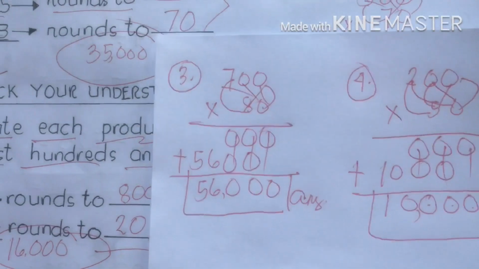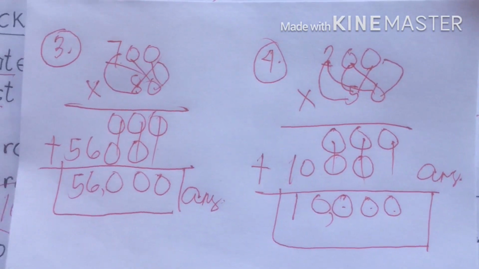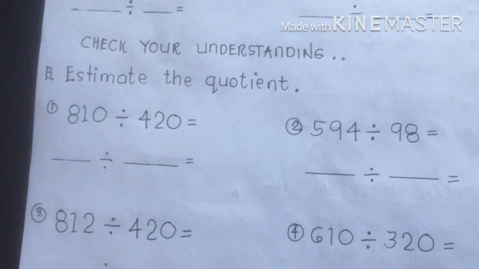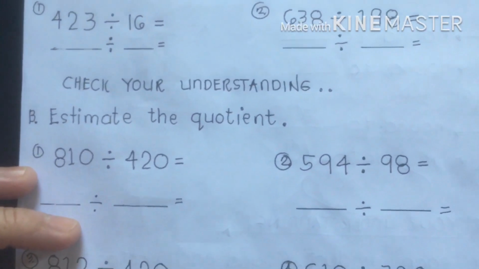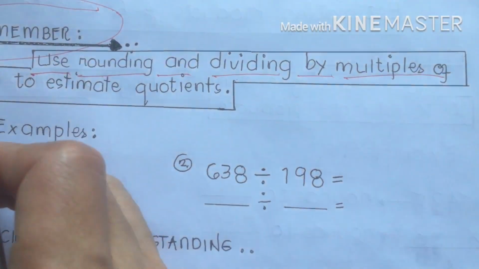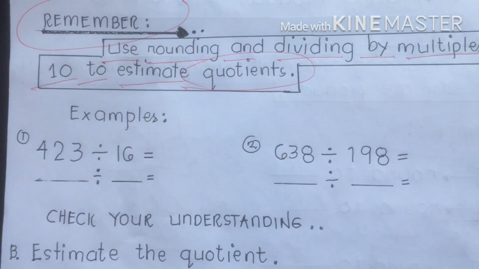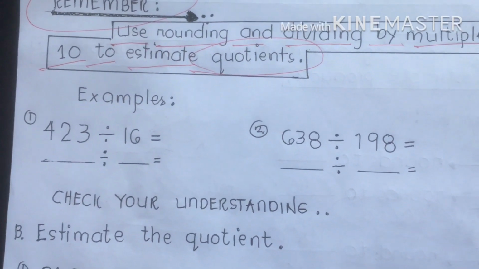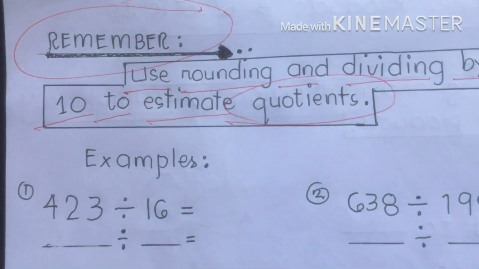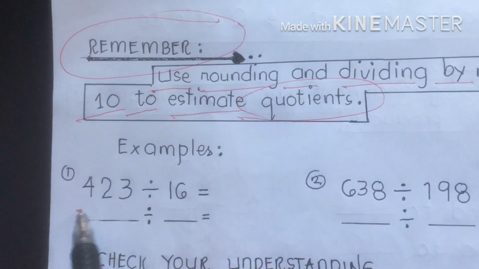Okay? So that is the process and how to solve the different problems given the following solutions. Next, guys, we are going to solve estimating quotients, which is dividing. Remember, my dear students, in estimating quotients, we use rounding and dividing by multiples of 10 to estimate quotients. So a while ago, that was estimating products, the multiplication process. Here, guys, in our part 2, we have the division process, in which you are going to estimate your quotients. By doing the same process, we are going to use rounding up. Same as estimating product.